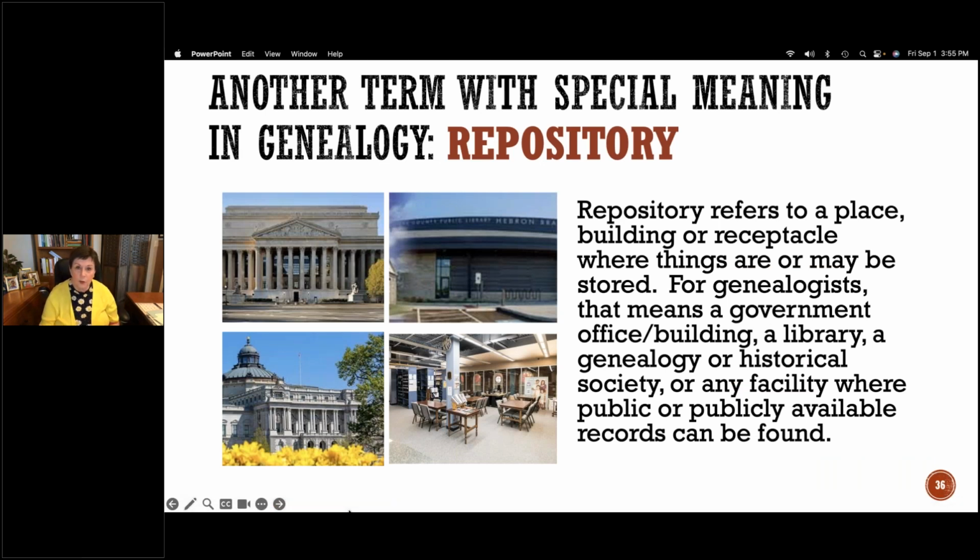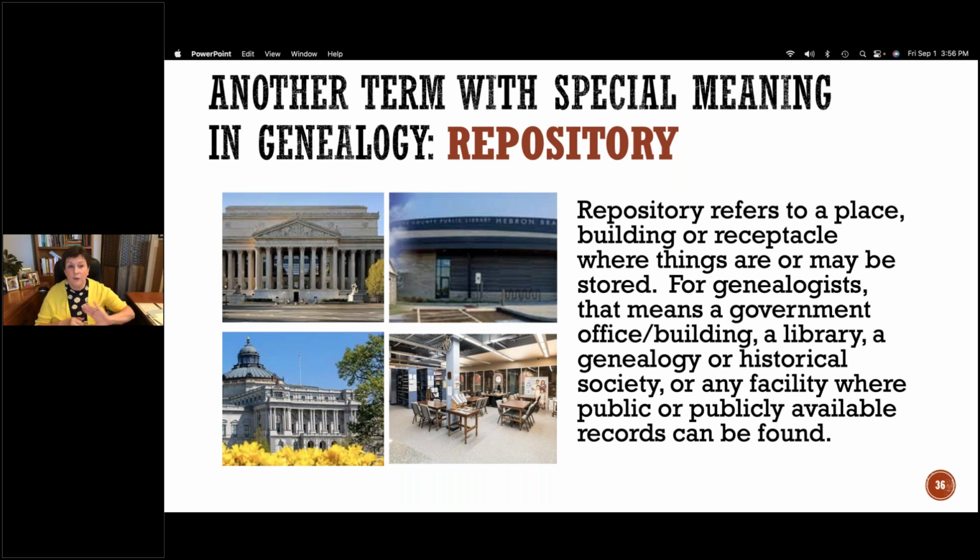Another term with which you will need to be familiar is the word repository. It refers to a place, building, or receptacle where things may be stored. Now, for genealogists, that means a government building, an office, a library, a genealogy or historical society, or any facility where public or publicly available records can be found. So repository, and I'll use that term a lot during the month, repository.